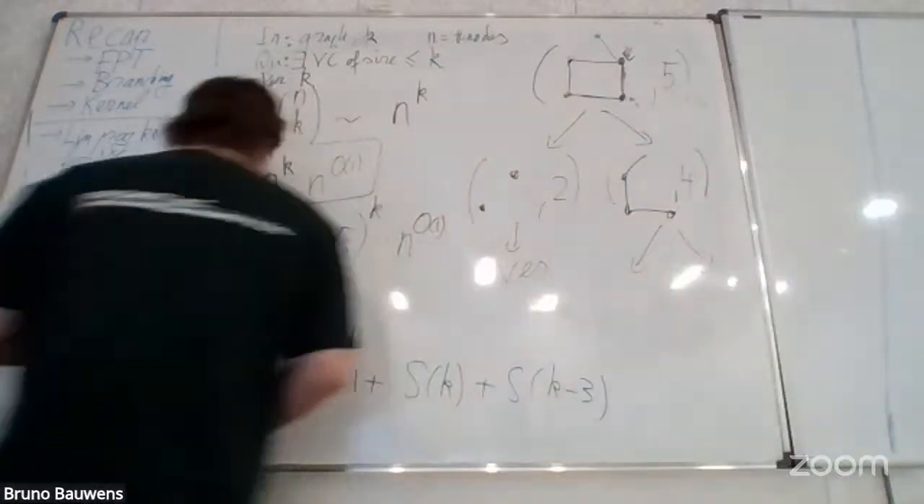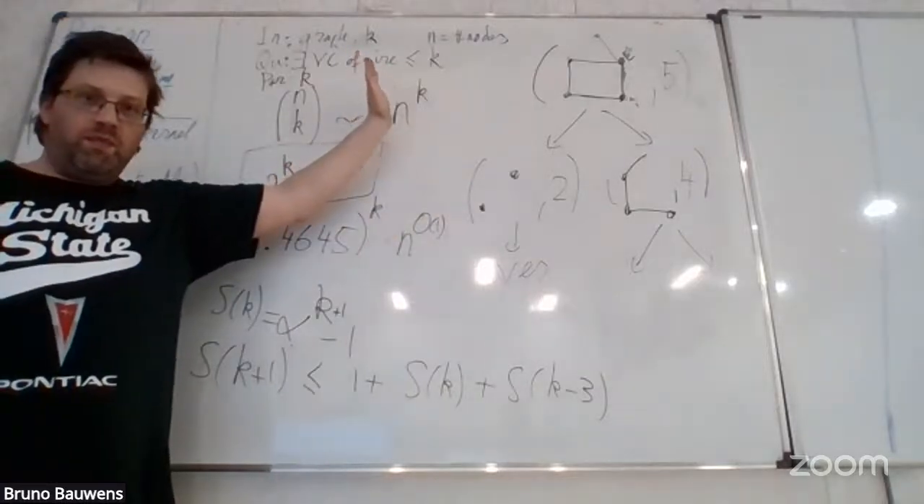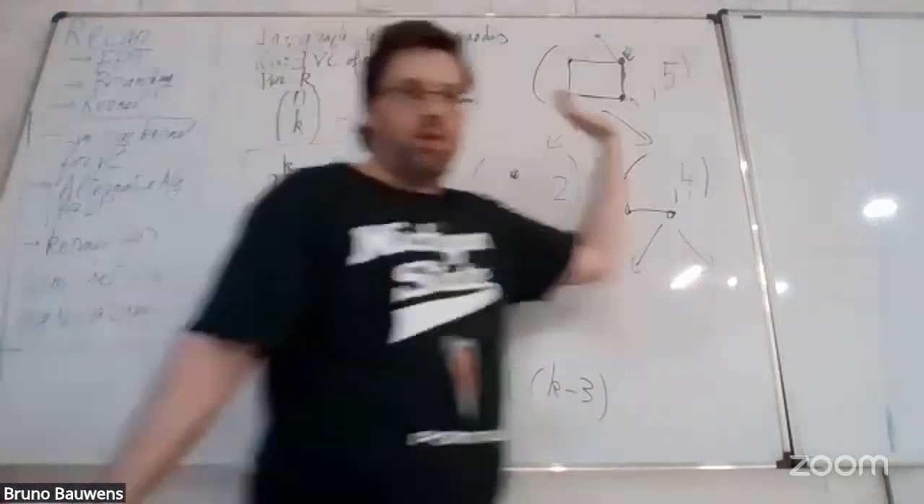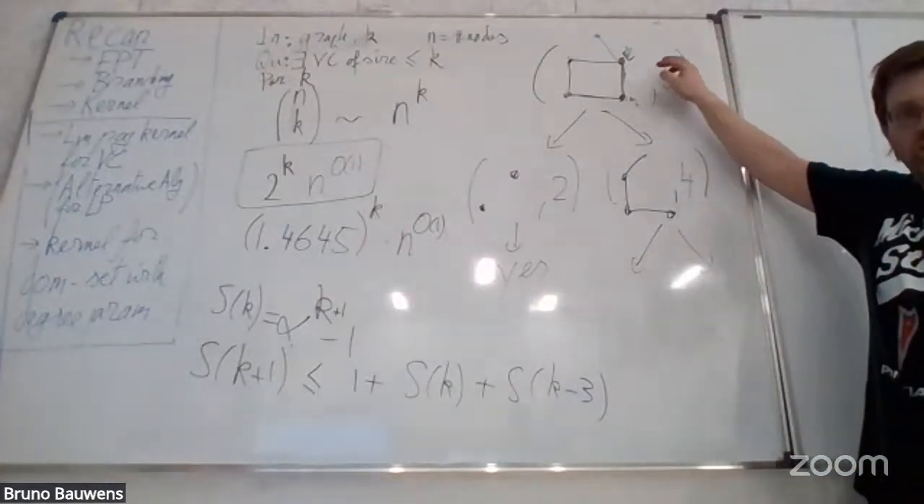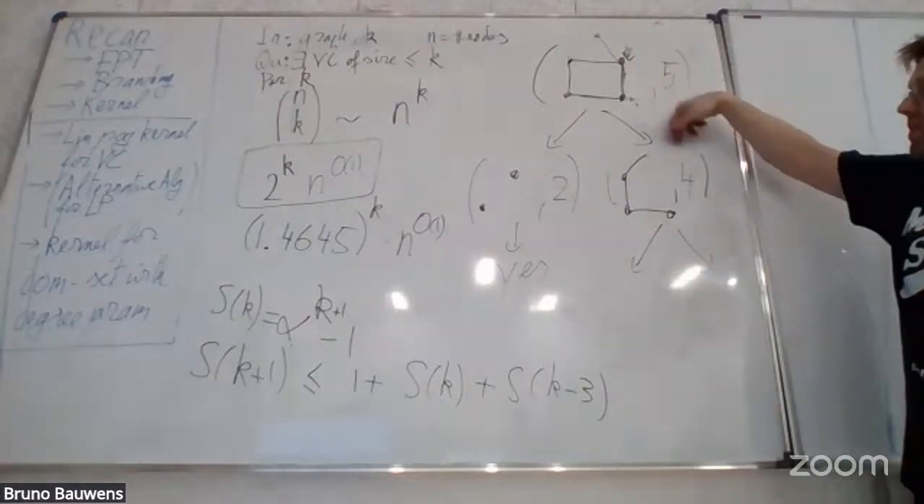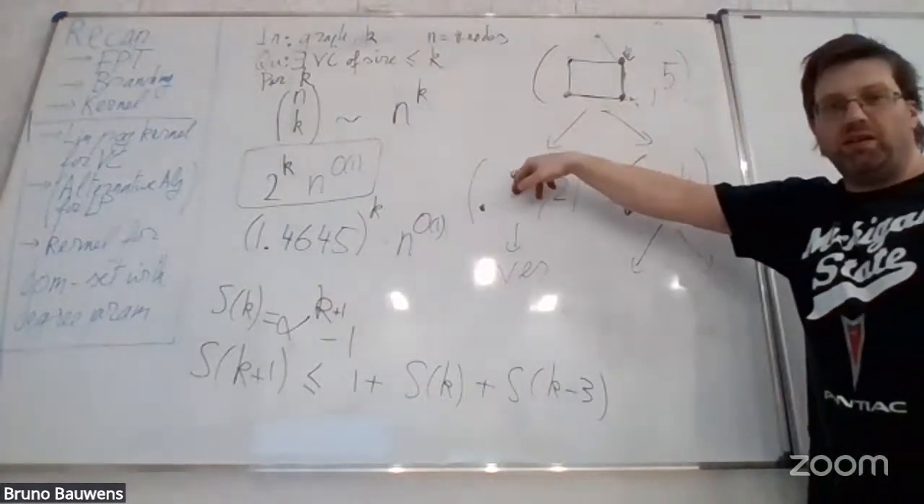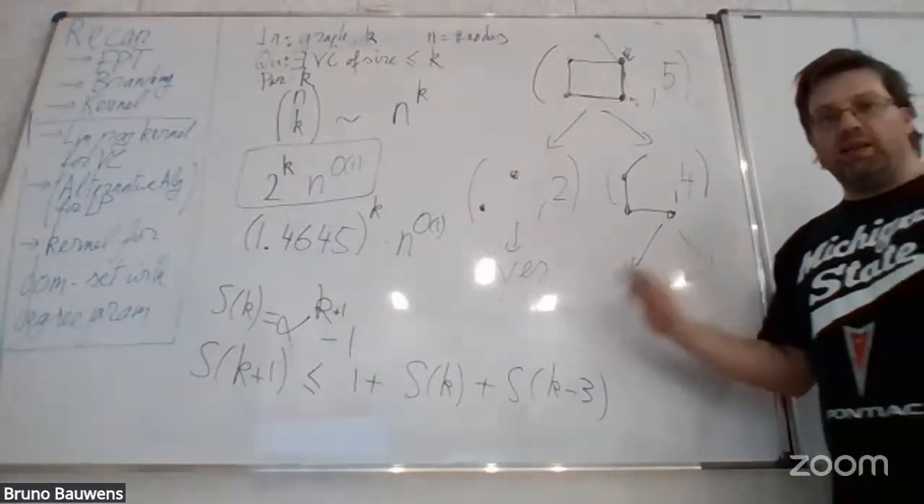So this is our recursive relation. Now the algorithm is clear, right? I explained everything about the algorithm. We pick the node with maximal degree, remove it in one branch, and remove all its neighbors in the other branch. And when we see all nodes have degree at most 2, we finish.